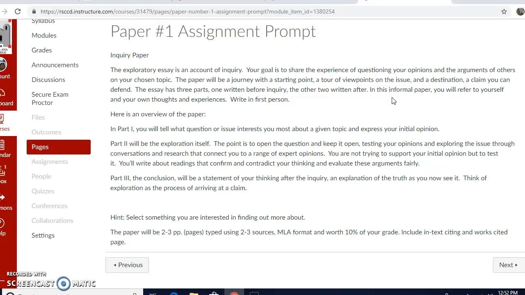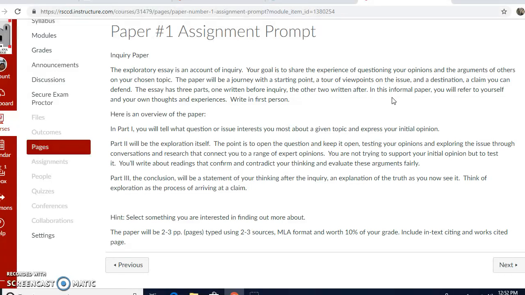Part 2 will be your body paragraphs, however many you need, exploring different sources, at least 2 to 3 sources that hopefully will answer the questions you're inquiring about. And the body paragraphs will look at the sources you found, what kind of information you were able and not able to find, and so forth. So just kind of an overview of your research process.